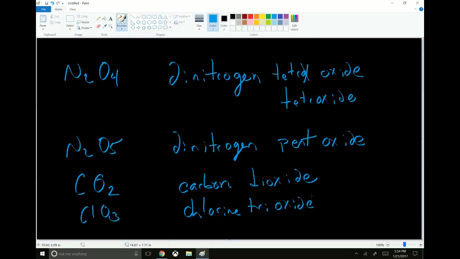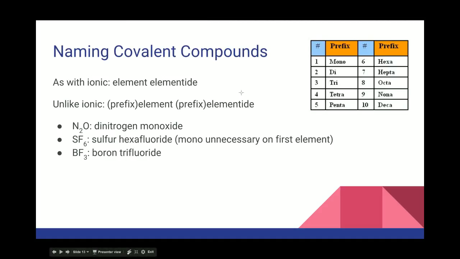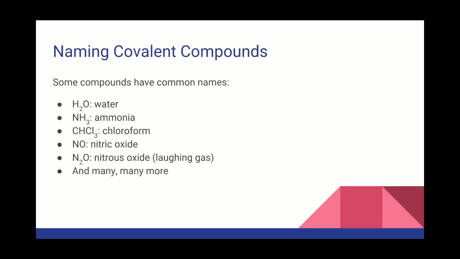Another place where you drop the vowel, mono. So CO is carbon monoxide. And you drop the O at the end of mono. So it's monoxide, not monooxide. All right. So that is how you name covalent compounds, and you don't really have any major exceptions except for the common names.